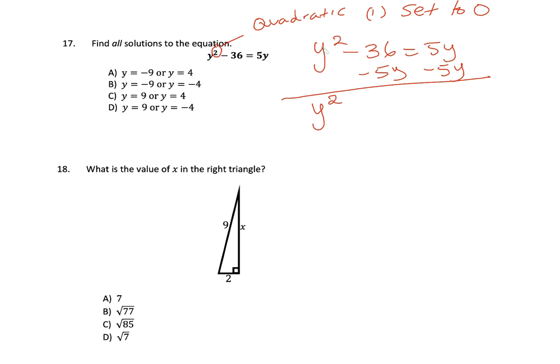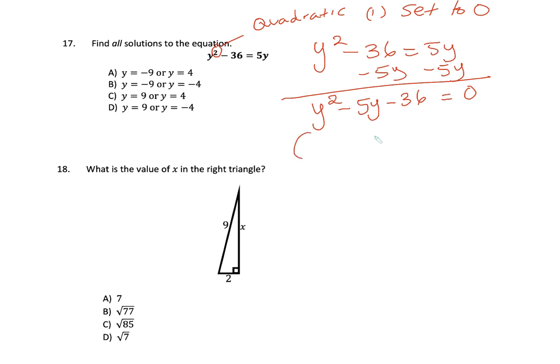Now remember, on the left-hand side, you must write your quadratic in standard form. By standard form, the exponents must decrease. So after y squared would be negative 5y minus 36 equals 0. I find a lot of students write their quadratic as y squared minus 36 minus 5y, and then they can't factor it. So remember, you must write it in standard form.